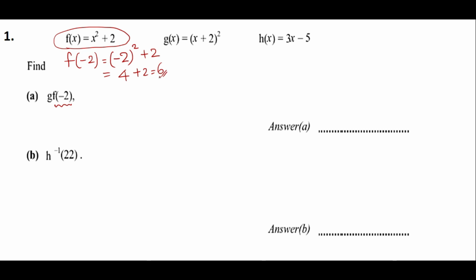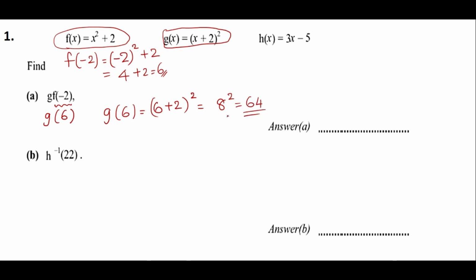Now this is not your final answer. You have found f of negative 2, which is 6. Now you're going to find what is g of 6. Going back to the data given, g of x is x plus 2 the whole square. So g of 6 is going to be, in place of x you will write 6 plus 2 the whole square, which is 8 square, giving you 64. So your final answer is 64.